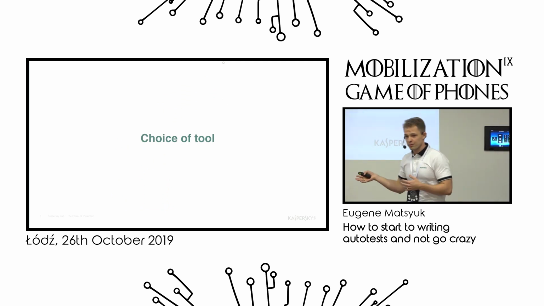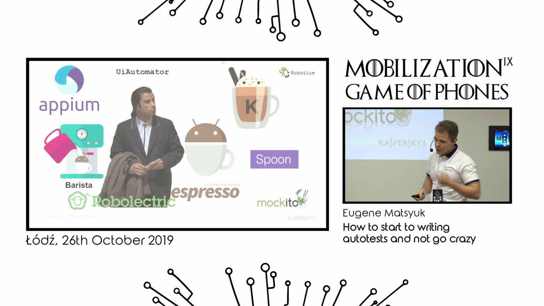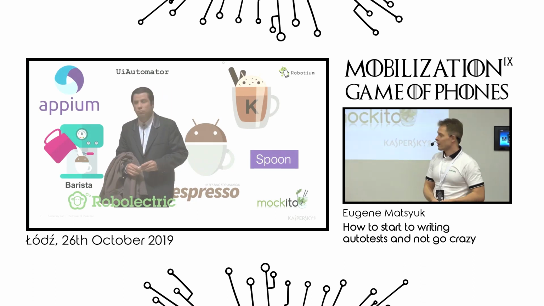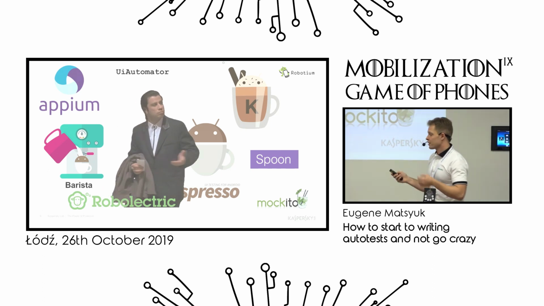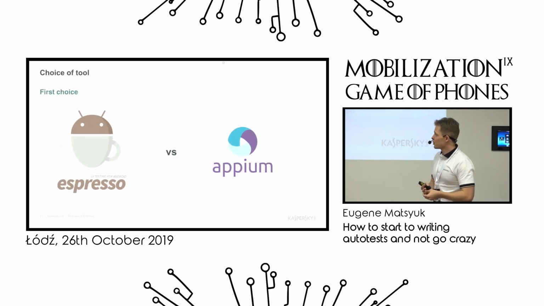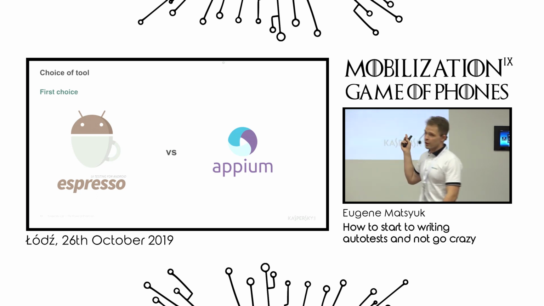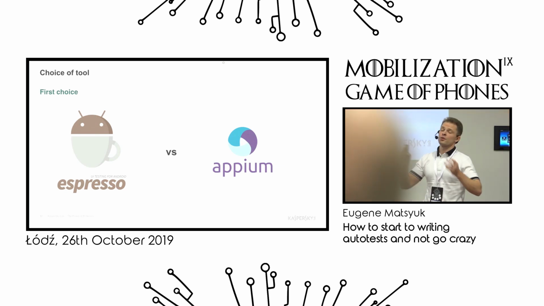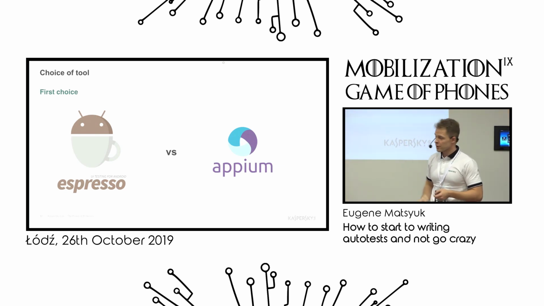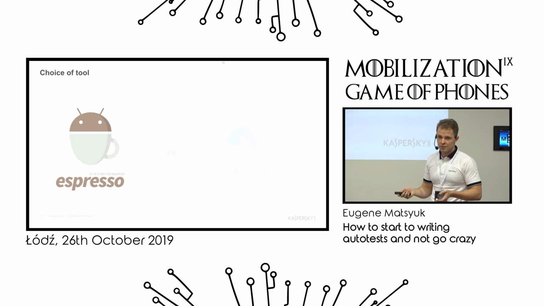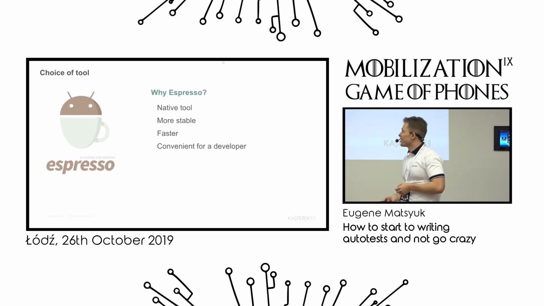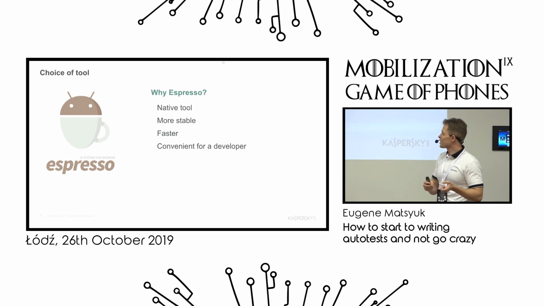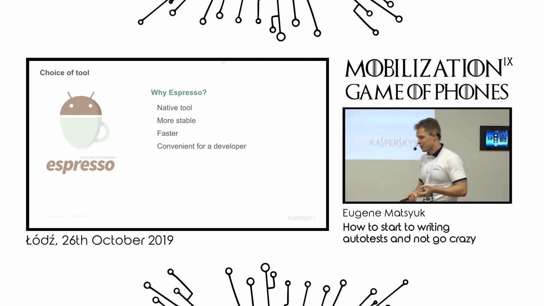It's a choice of tool. On the internet, there are a lot of different frameworks and tools for how to write tests. But currently the main battle is between these two frameworks: Espresso and AdbServer. There are a lot of really useful articles and talks devoted to comparing such tools. But shortly, Espresso is better. Why Espresso? Because it's a native tool, it's more stable and faster, and it's more convenient for a developer.